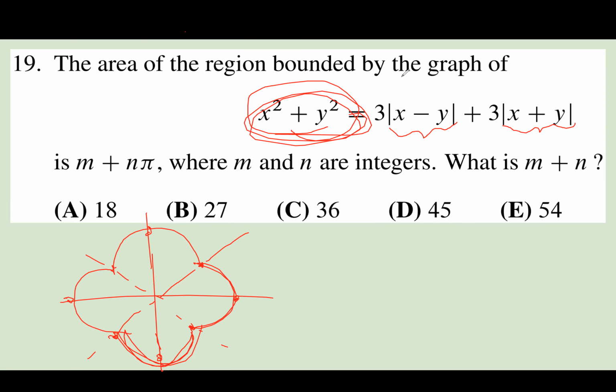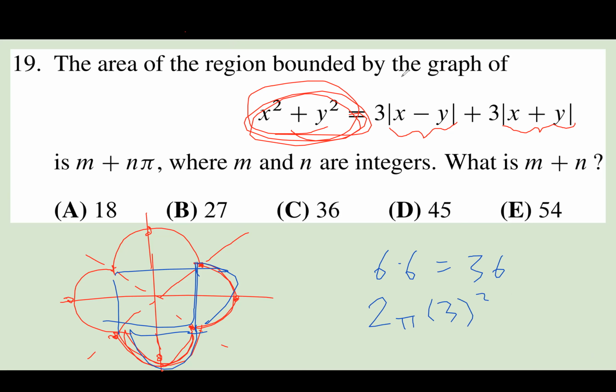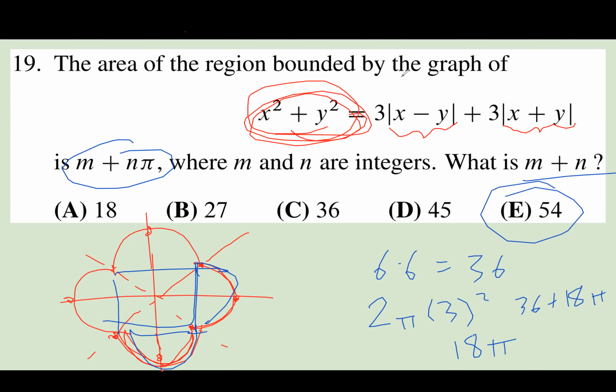It's actually not that hard because this is a rectangle in here, and it's a rectangle that's basically 6 by 6, or 36. And then you have 4 half circles of radius 3, so you have 2 circles of radius 3. So you have 2 pi 3 squared, 18 pi. So overall, the area is 36 plus 18 pi. And they said m plus n pi, they want m plus n. 36 plus 18 is 54. So the answer is 54.